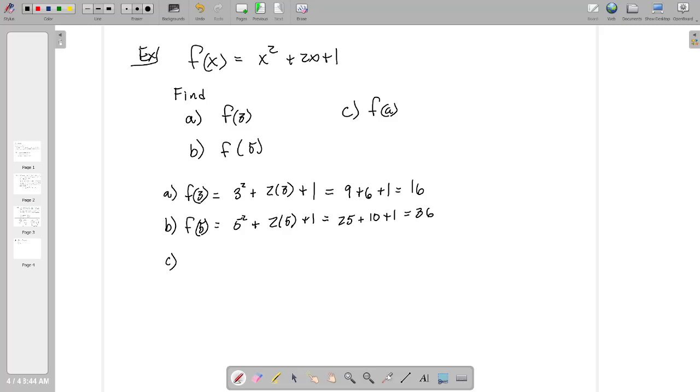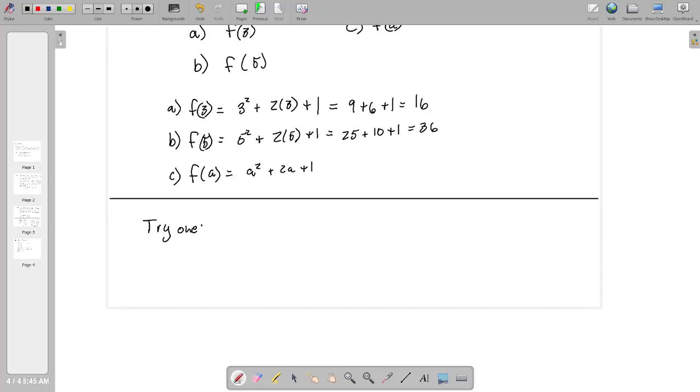Now part C, we have domain element a, where a is an arbitrary number. It's very much like x. It's just holding the place of something. F of a will be, we take our domain element a, we square it, we add that to 2 times the domain element a, and then add 1. So it'll be a squared plus 2a plus 1.